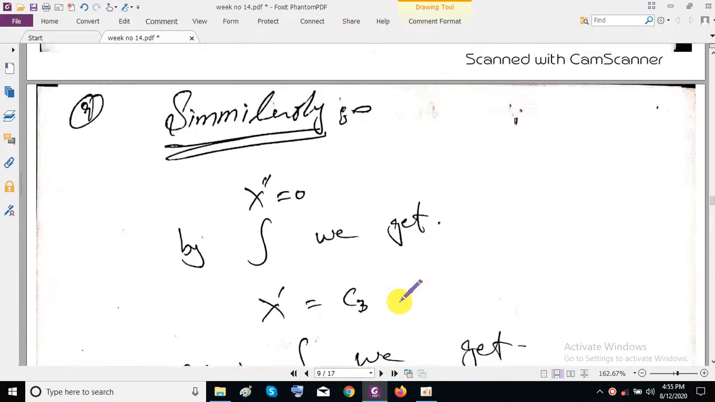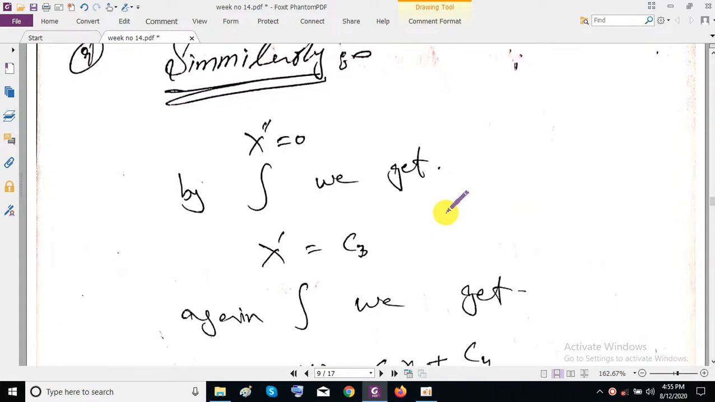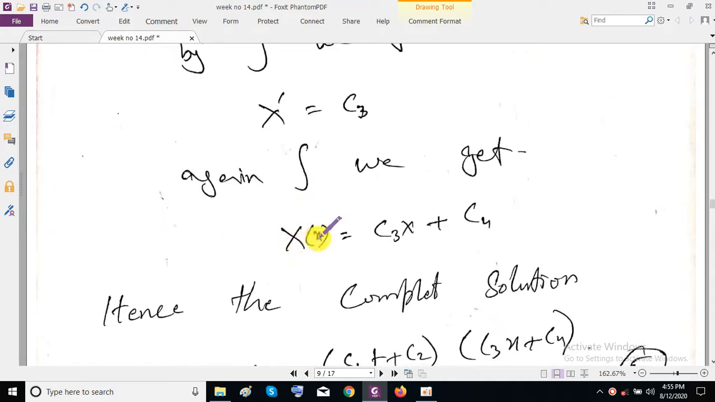Okay, and similarly x double dash is equal to 0. By integrating both sides we get x dash of c3, already हम c1 यूज़ कर चुके हैं 2. अगेन इंटीग्रेटिंग वी गेट, अगर इसका हम इंटीग्रेशन ले लें, तो ये x of x आ जाएगा, और ये c3 x प्लस c4. यहाँ पर देखो x आ गया और इससे पहले वाले में t आ गया, बिकॉज दिस x इज़ अ फंक्शन ऑफ x एंड t इज़ अ फंक्शन ऑफ t, तो ये अपने याद रखना है.